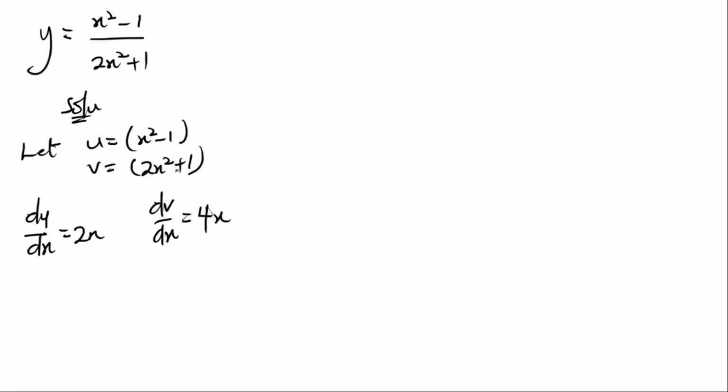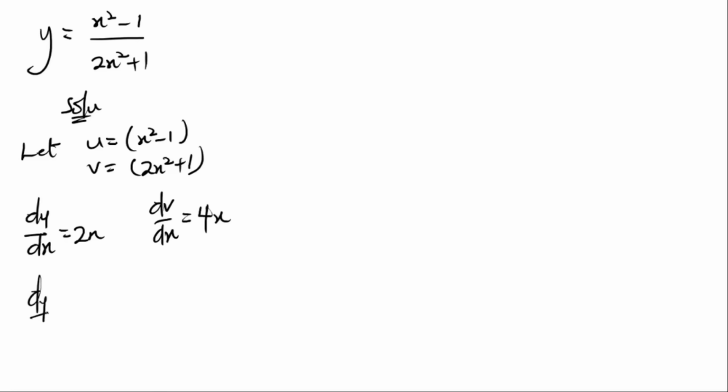Then this is power 2 minus 1 becomes 1, so we get 4x. Then this is plus 1. If we differentiate 1, we get 0. So our dv dx is equal to 4x. So from here, we can go ahead and apply our quotient rule.